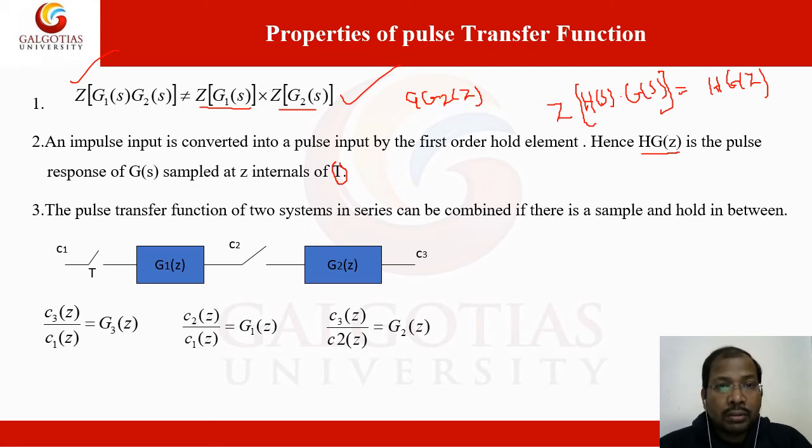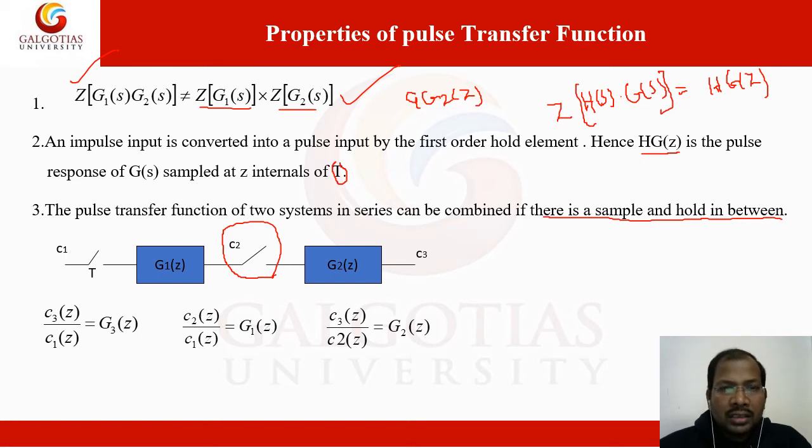The pulse transfer function of two elements in series can be combined if there is a sample and hold in between. This means that in this circuit there is a sample and hold in between, so G1 and G2 have hold and sample circuits. So we can combine them.